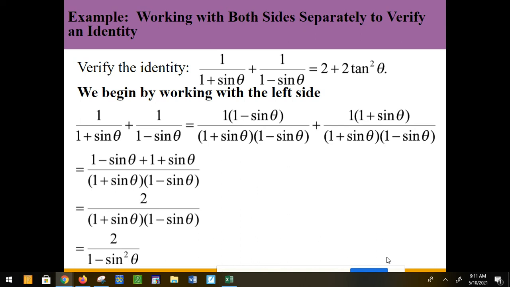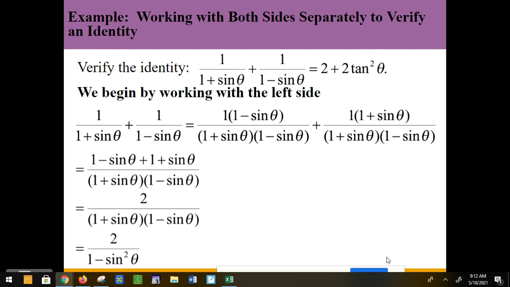So what you end up with is 1 minus sine theta plus 1 plus sine theta over 1 plus sine theta times 1 minus sine theta, right? The numerator simplifies pretty easily here because negative sine theta and sine theta will add to 0, so the 1 plus 1 just makes 2.